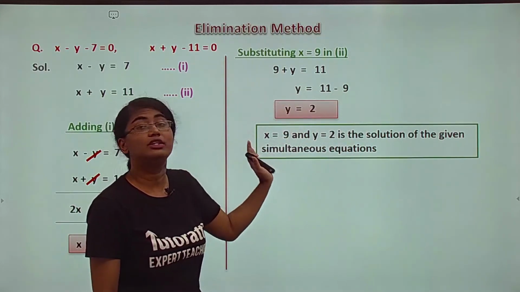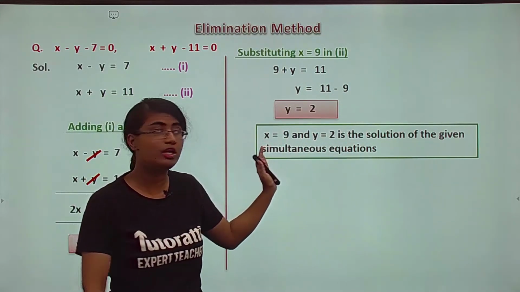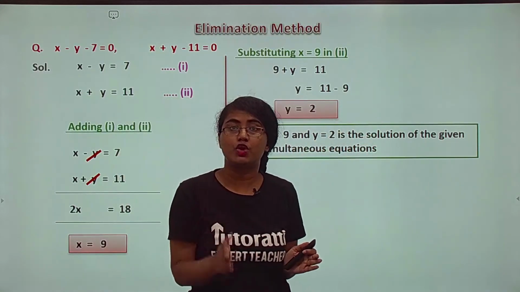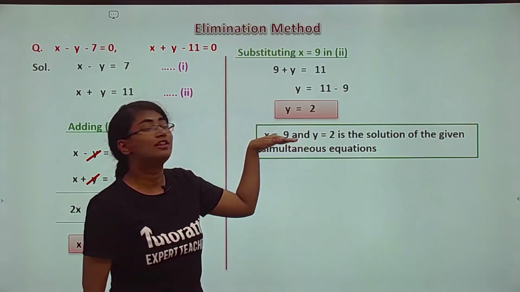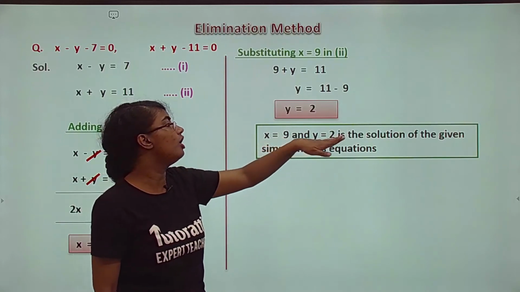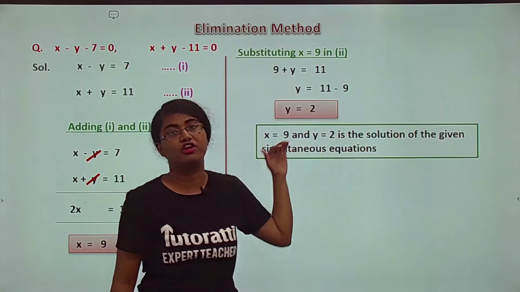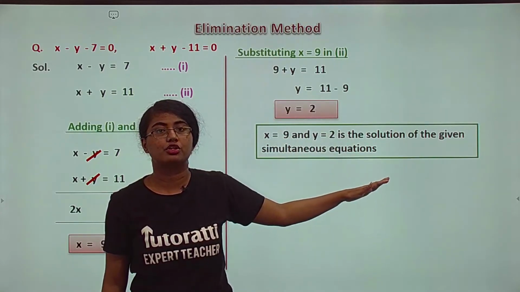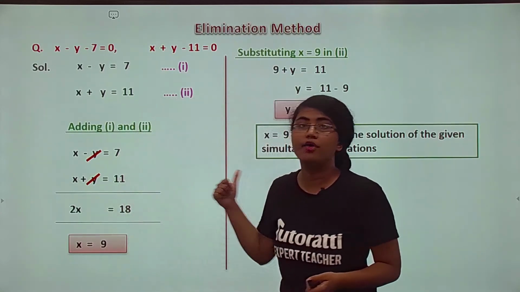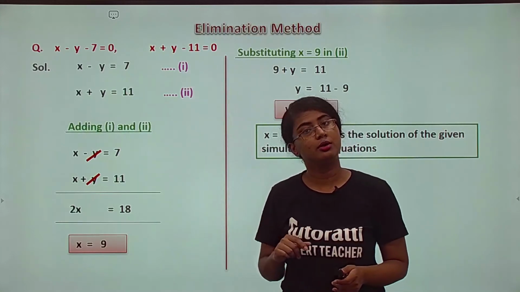So this is the final and concluding statement that you need to mention in every equation that you solve: the value of x is equal to 9, the value of y is equal to 2, and this is the solution of the given simultaneous equations. Is this clear? So this is how you proceed with the elimination method.